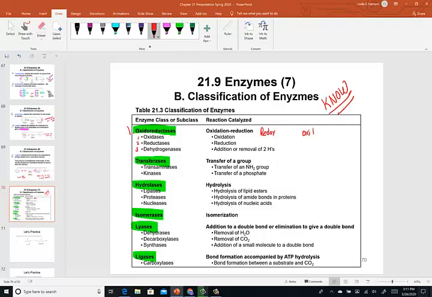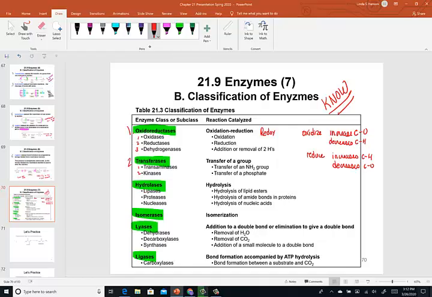To oxidize increases the number of C-O bonds or decreases the number of C-H bonds. To reduce increases C-H bonds and decreases C-O bonds. When you see that happening, you're under the category of oxidoreductases. The second, transferases. Underneath there, we see 2 subcategories.